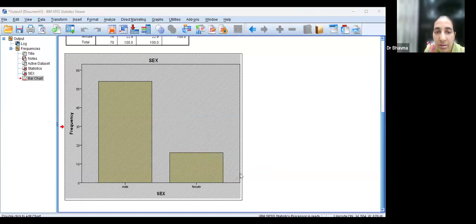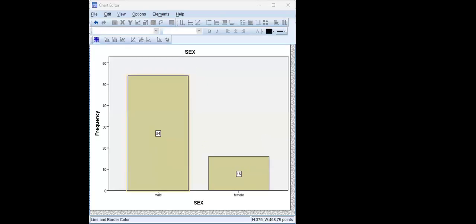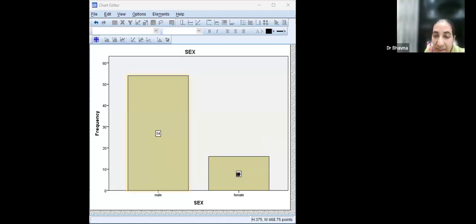You can see that 54 written here and 16 written here. Is it visible? No worries. Even if it is not visible, you don't have to bother. Just a second. We'll go to the same SPSS diagram that we were talking about. Now it's visible, ma'am. Yeah, it is visible. See, you can see 54 here and 16 here.